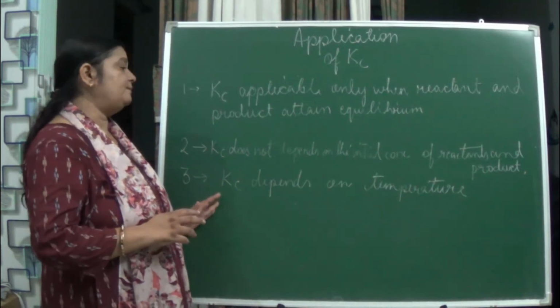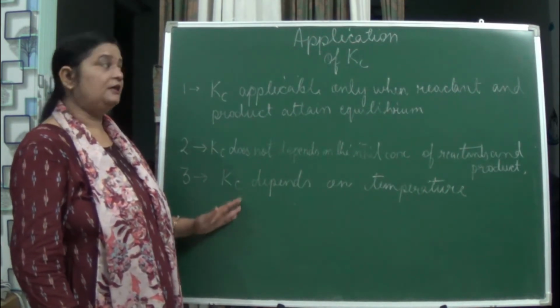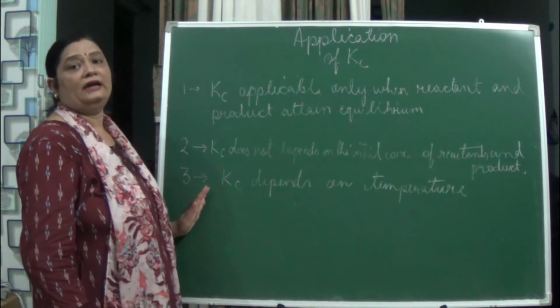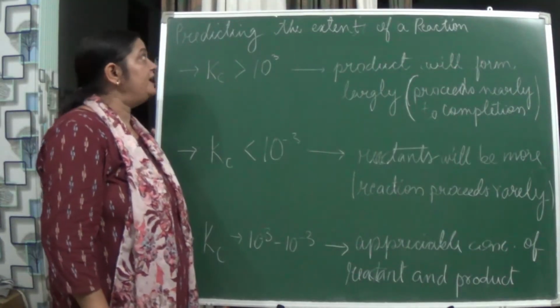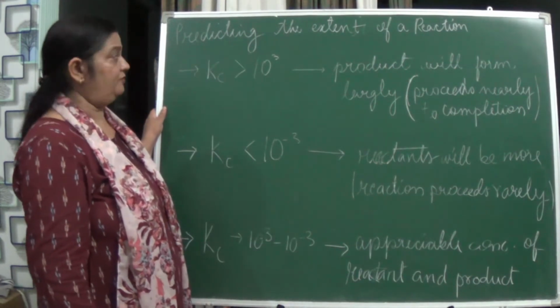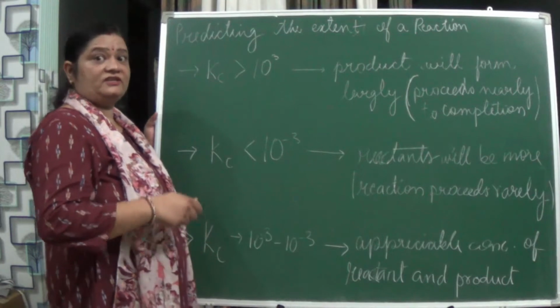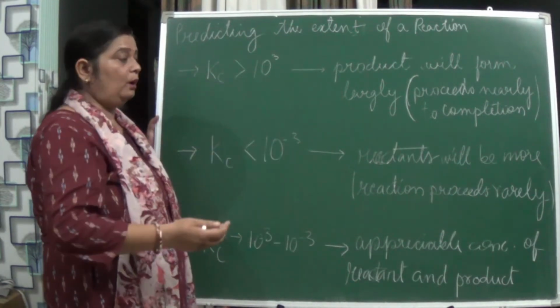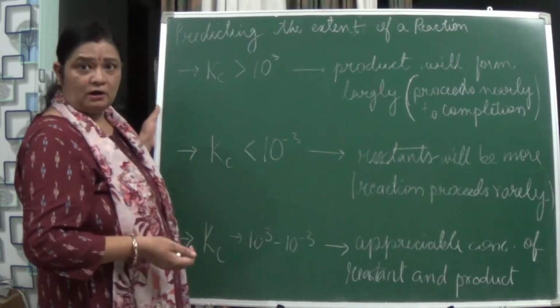It is directly proportional to the temperature. If temperature increases, the equilibrium constant also increases. Now, the equilibrium constant also helps in predicting the extent of reaction. Means what? It predicts whether the reaction is going to be complete, or only half done, or it is in equilibrium position, or it is not proceeding.